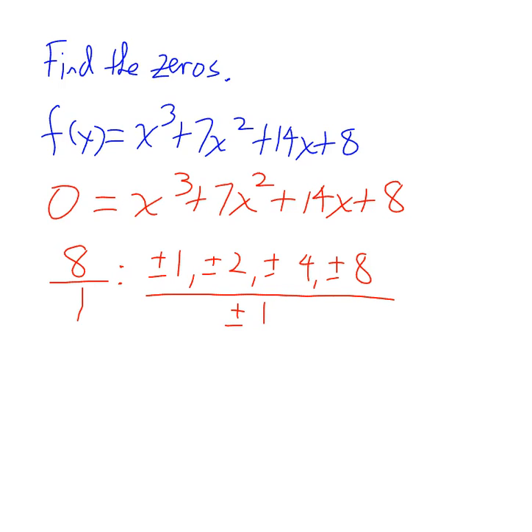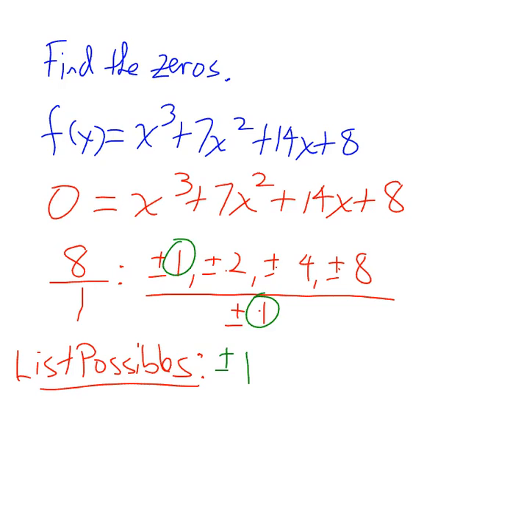Here's what the rational roots theorem says. My list of possible rational roots are each of these top numbers divided by each bottom number. So 1 divided by 1 is 1, positive and negative. 2 divided by 1 is 2, positive and negative. 4 divided by 1 is positive and negative 4. 8 divided by 1 is positive and negative 8.